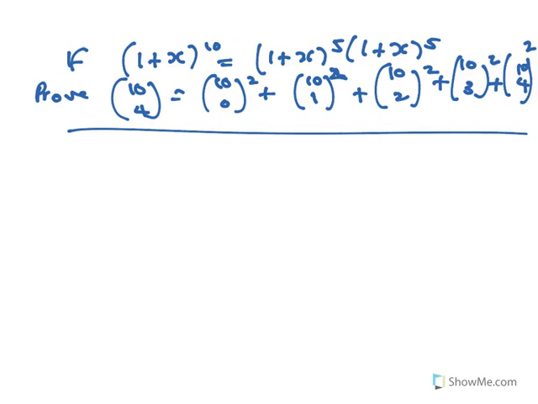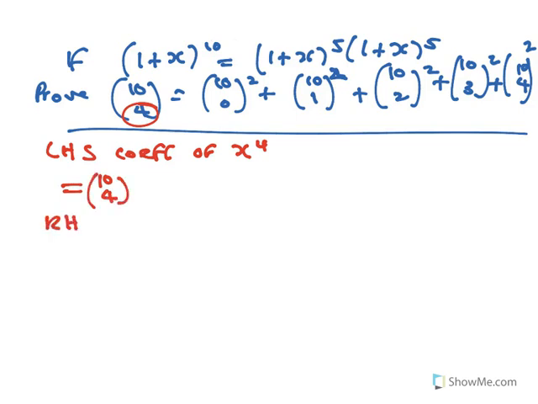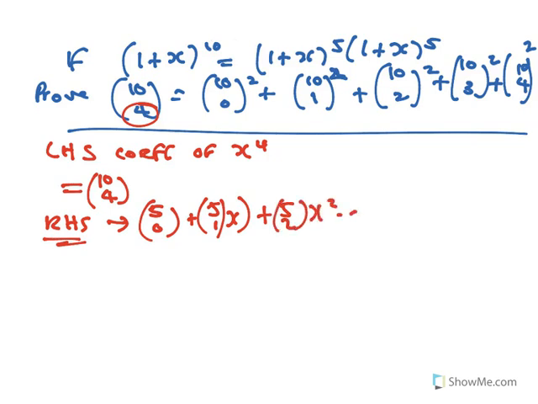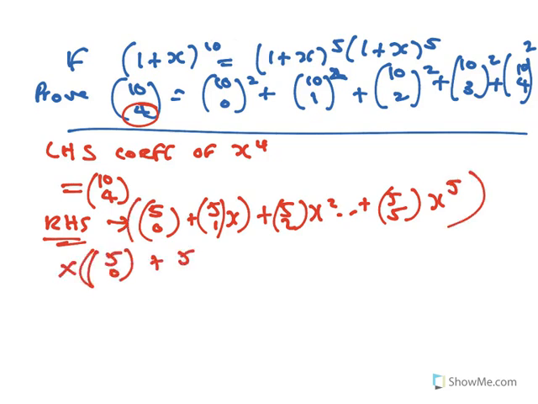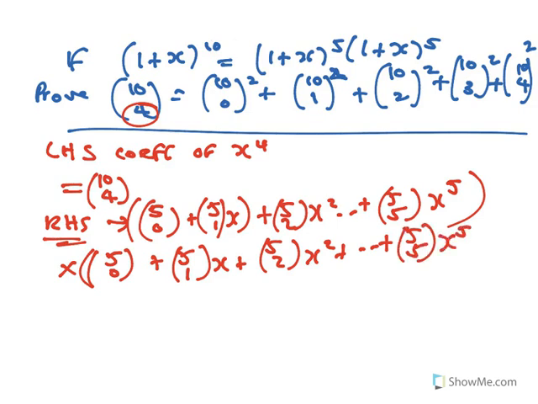Okay, so looking at this, very similar. If you look at the left-hand side, the coefficient we're looking for is the coefficient of x^4. On the left-hand side, that's just going to be 10C4. On the right-hand side, we're going to group together 5C0 + 5C1 x + 5C2 x^2 all the way up to 5C5 x^5, and we times that by 5C0 + 5C1 x + 5C2 x^2 up to 5C5 x^5.